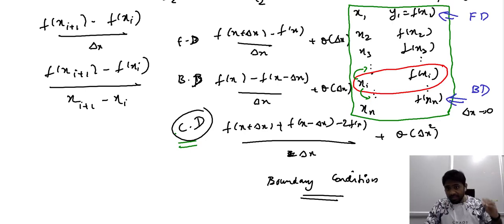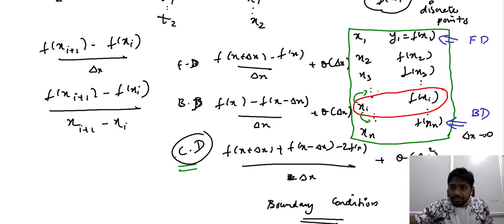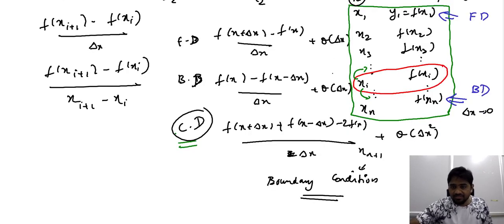So the first data and the last data. In order to ensure that we are solving the first data and the last data, the derivative of the first data and the last data using central difference, we can set up an imaginary x0 and an imaginary xn+1 as boundary conditions and solve x1 and xn using the central difference scheme.